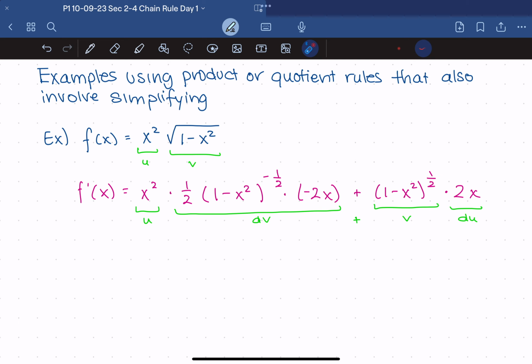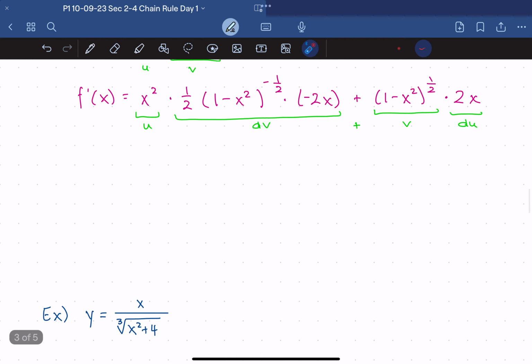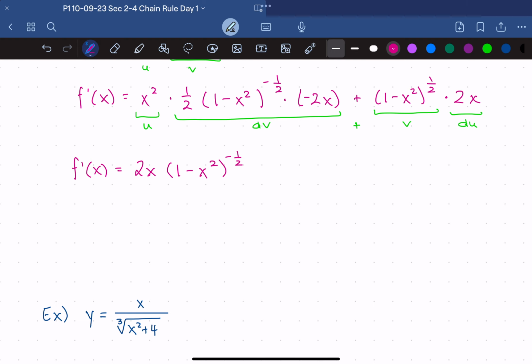Now we're going to simplify. I'm going to simplify by factoring out the term with the smallest exponent, because I see a 1 minus x squared in both of these. This one's to the negative 1/2. This one's to the positive 1/2. I'm going to factor out using the smaller exponent. I also see a 2x in both of these that I can factor out. So when I factor it out, my common factor, I'm going to take out a 2x, 1 minus x squared to the negative 1/2. So that's my GCF.